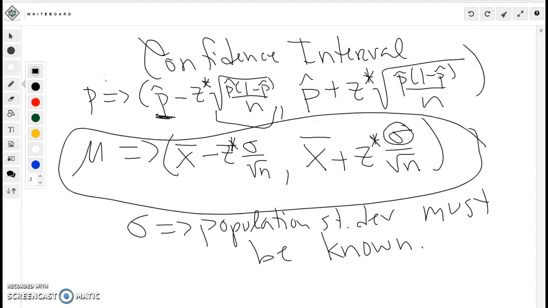Okay, so this is the formula that I'm going to use. So write this down, right? This is the formula to find confidence intervals for means. That's what we're going to use.